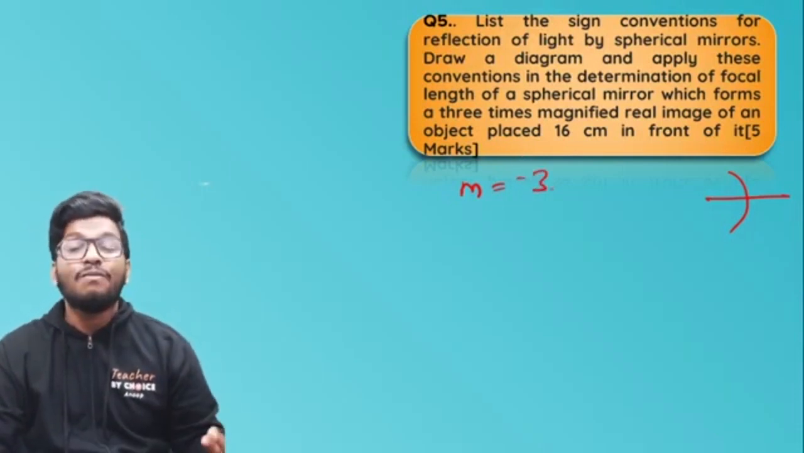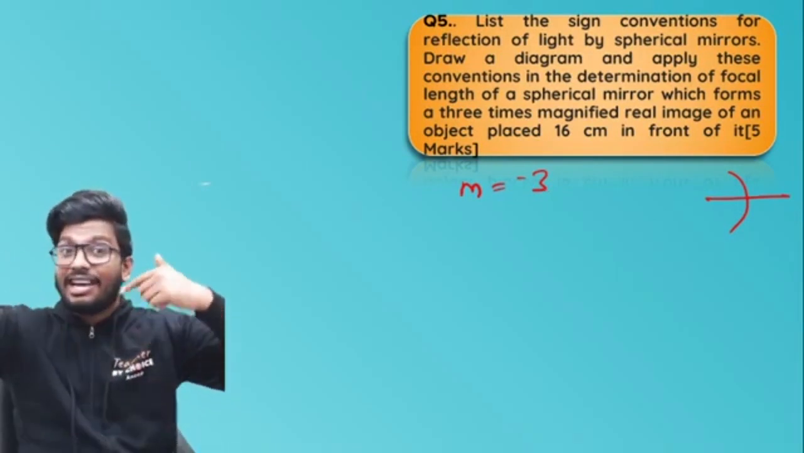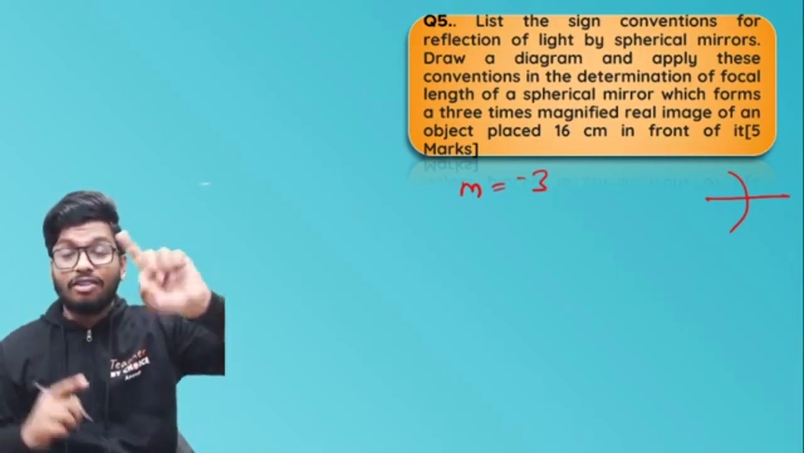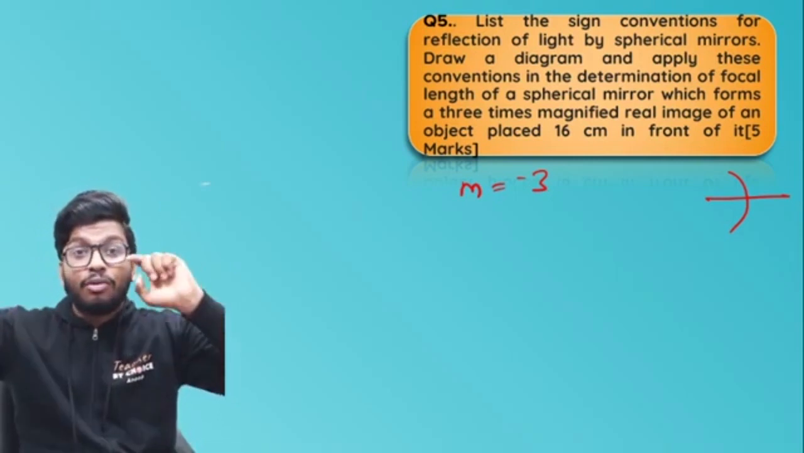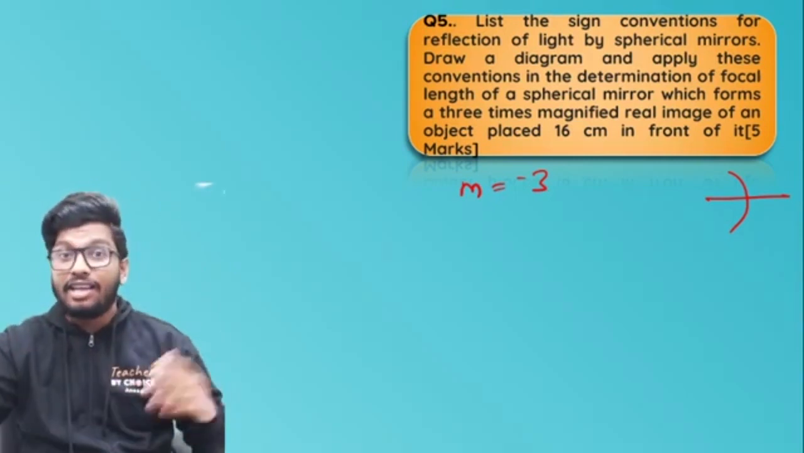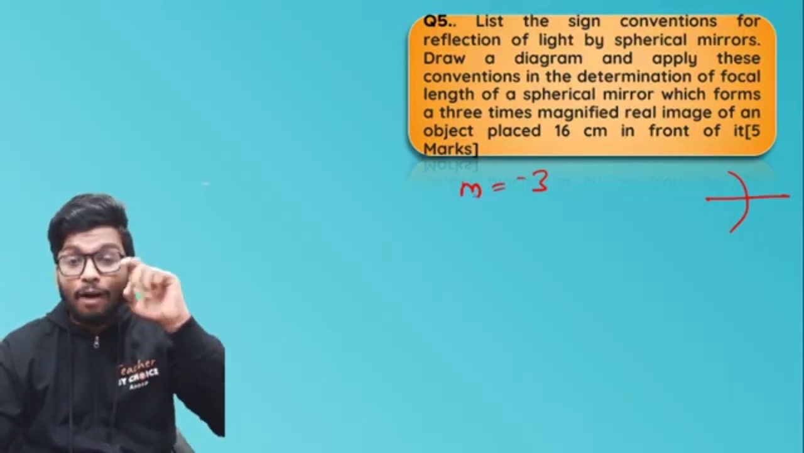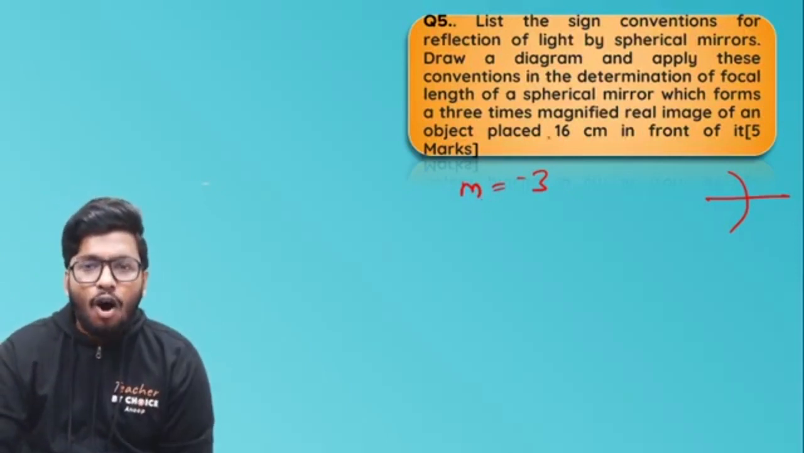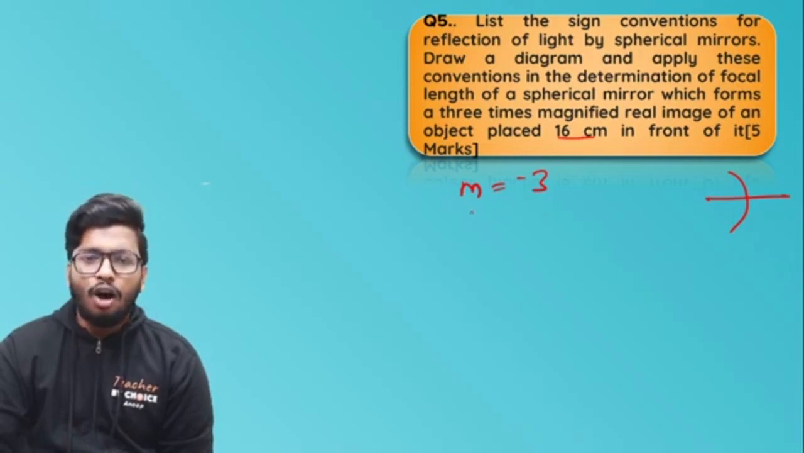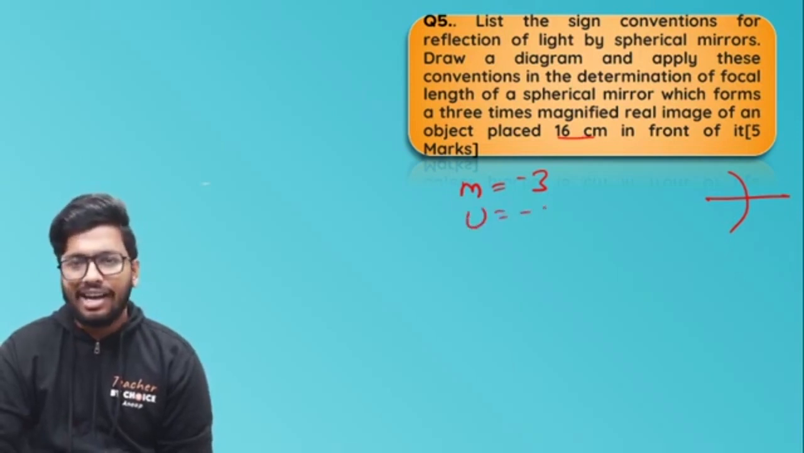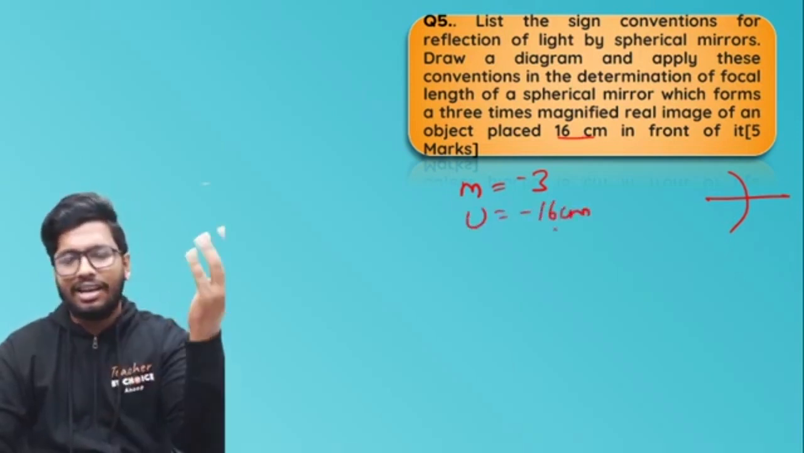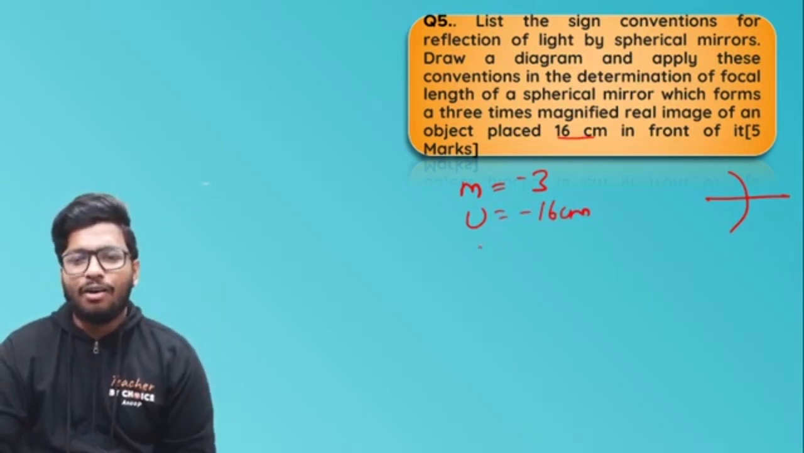It will be -3. Why? Because the magnification is 3 times that of the object. If magnification of the object is 1, 3 times will be 3, and it's a real image, and real images have magnification of -3. So let m be equal to -3. Now here they've given the object is placed at 16 centimeters. So object distance u is always going to be negative, so it's going to be -16 centimeters. Now find out v. m is equal to -v by u.